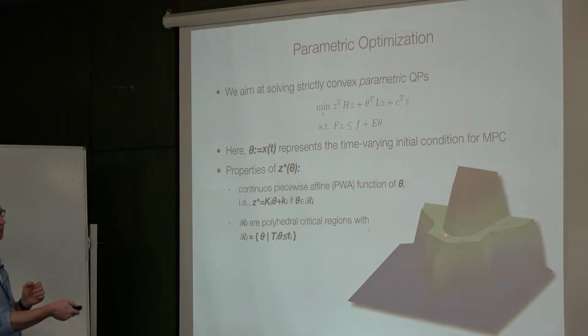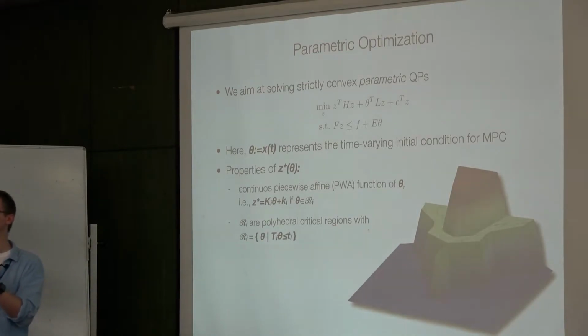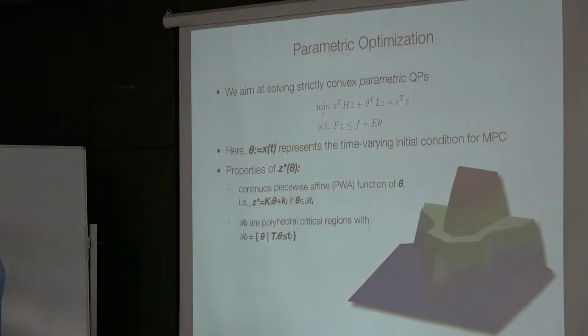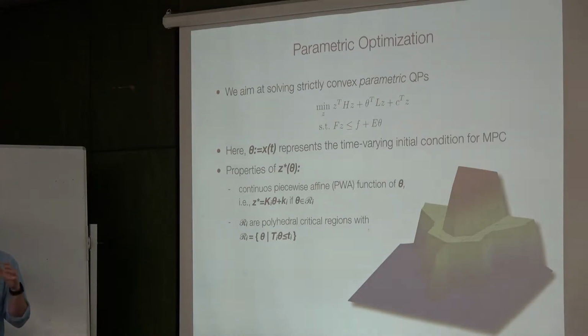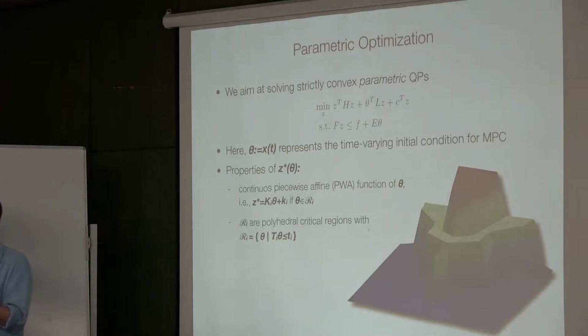So each of these green pieces, and there are also blue ones and red ones here, they are polyhedra, meaning convex objects defined by linear inequalities. They are captured here. And in each piece of that state space region, we have an affine feedback law which is defined over these regions. So the analytical solution is a piecewise affine function. It's actually more than that. It's a continuous piecewise affine function.